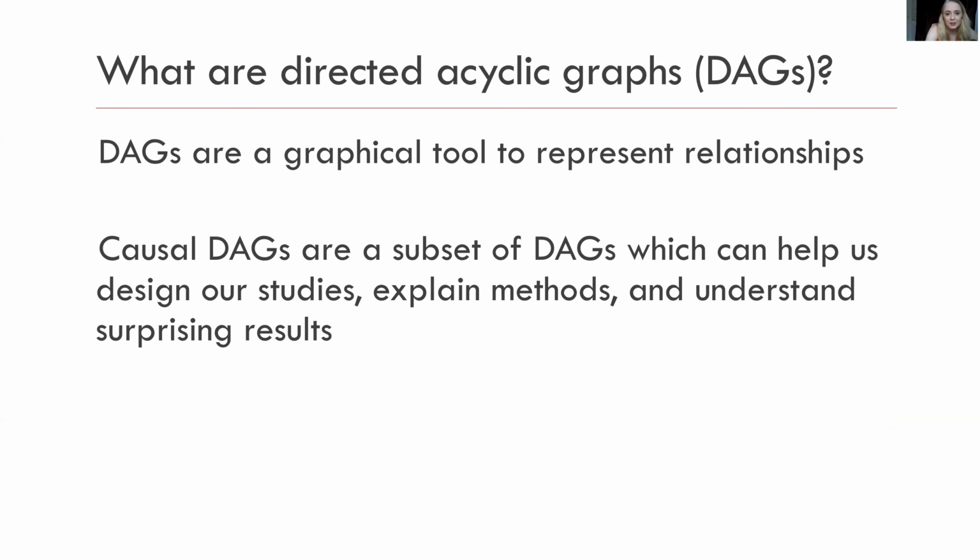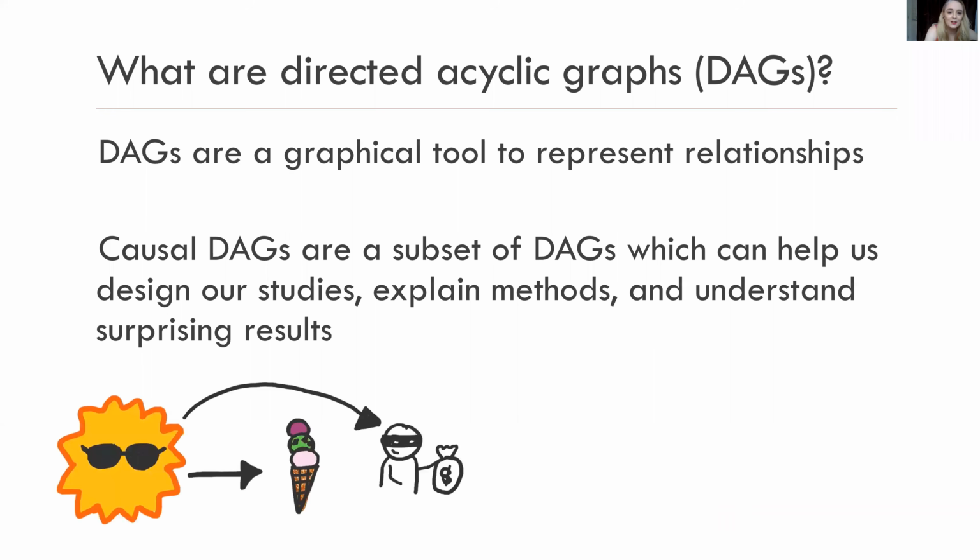Causal DAGs are specifically a subset of DAGs which can help us understand how to design our studies, explain the methods that we're using, and figure out what surprising results might mean. Here's an example of a causal DAG where we have the summer or temperature represented by the sun with sunglasses on, ice cream consumption represented by the ice cream cone, and crime represented by this little burglar. This DAG shows us that increases in heat can cause both increased ice cream consumption and increased crime. But otherwise, there's no relationship between crime and ice cream, and we'll come back to this.